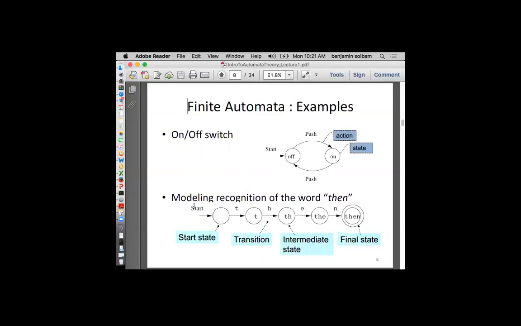Another example: say you want to come up with a machine that can recognize the word THEN. There are going to be this many states: the start state, then 1, 2, 3, 4 other states, and this is the final state. If you're given any word, you can feed that word to this machine, and once you're done reading the word, you should end up at the final state. That means the machine can recognize this word. If you end up somewhere here and cannot move forward, that's not a feasible machine.